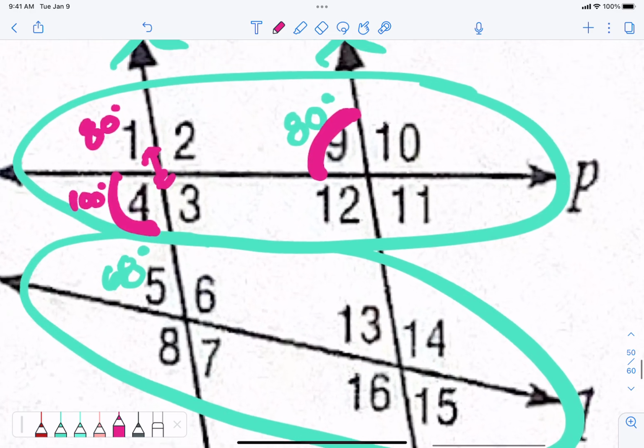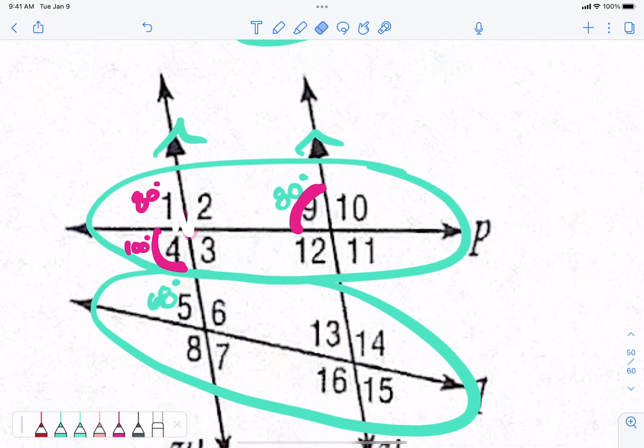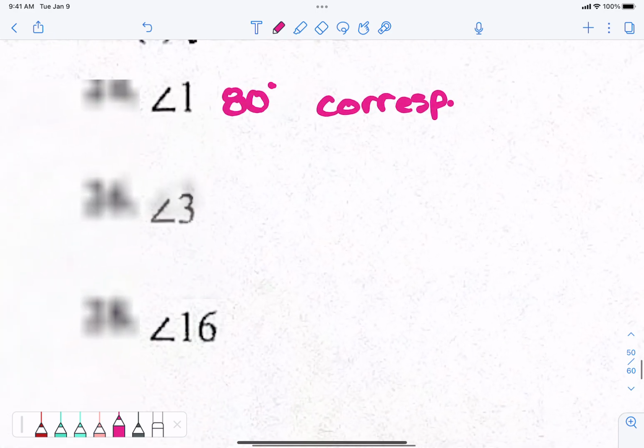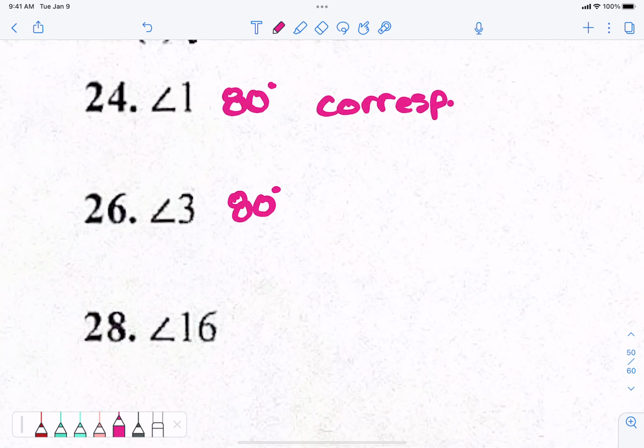All right, angle 3. We're really staying in this top little loop right here. The last two are on the bottom ones. Angle 3, okay, what's angle 3 in relationship to 9? Alternate interior. So angle 3 is 80 because alternate interior. Am I making you dizzy yet? No. Okay.